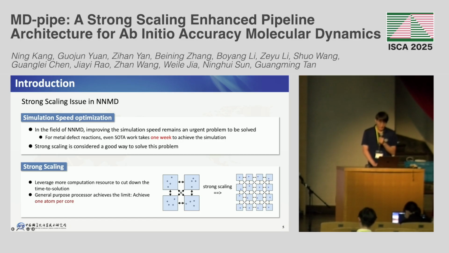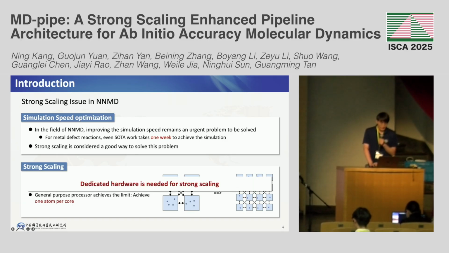The current strategy of increasing computing resources to improve speed has encountered bottlenecks on general-purpose processors and supercomputing platforms. Because the atom granularity reaches the point that each computing unit only processes a single atom, and the task is hard to be further divided. Therefore, we need dedicated hardware to enhance the simulation speed of NMD.